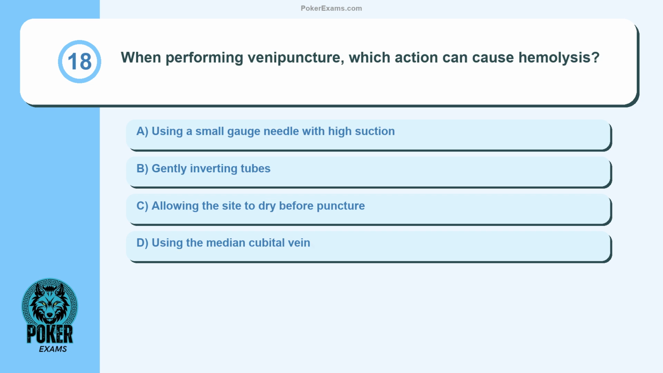Question 18. When performing venipuncture, which action can cause hemolysis? Using a small gauge needle with high suction. Gently inverting tubes. Allowing the site to dry before puncture. Using the median cubital vein.